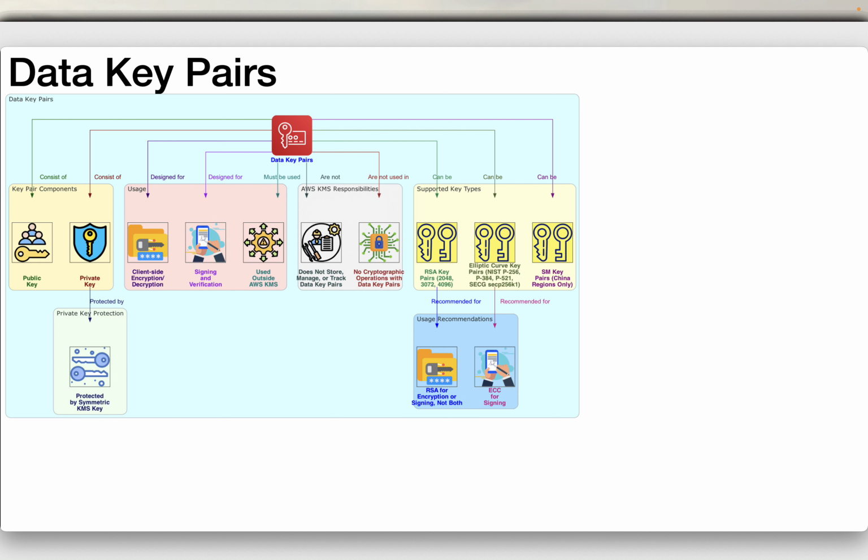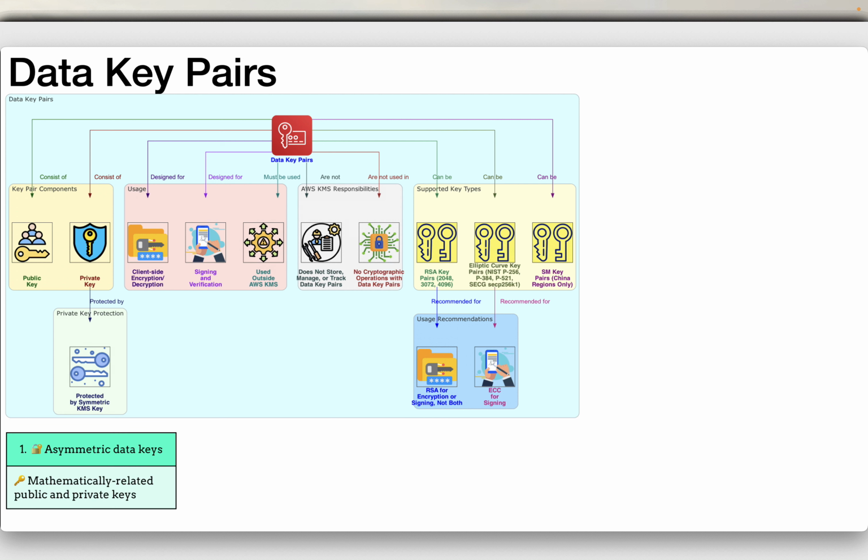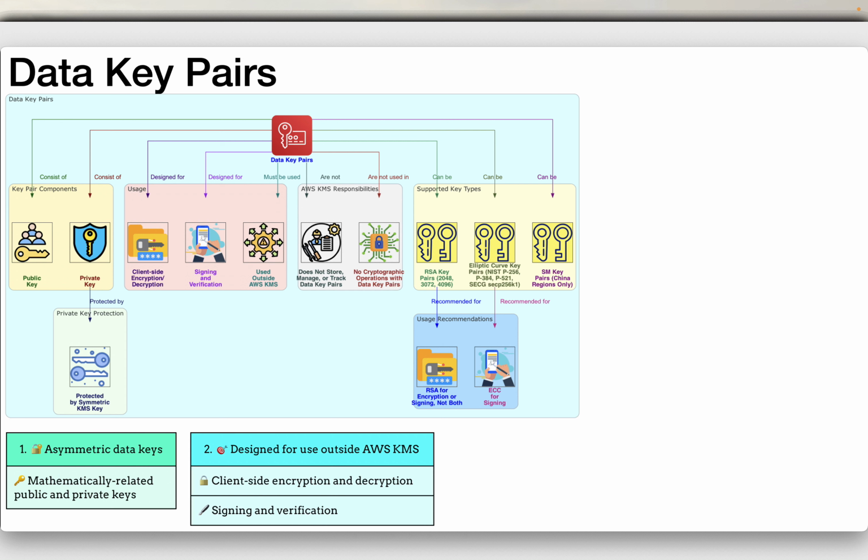Okay, last we'll see data key pairs. So data key is for symmetric encryption. Because you are using the same key for encrypting your data and decrypting your data, that is why it's called data keys. But this is data key pairs, which is a key pair. It's like a public private key pair. So this is slightly different, but for data. Data key pairs are asymmetric data keys consisting of a mathematically related public key and a private key. They are designed for use in client-side encryption and decryption or signing and verification outside of AWS KMS.